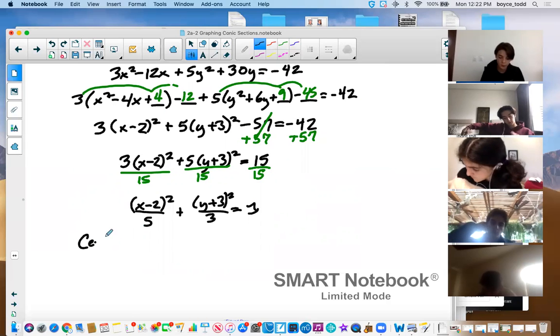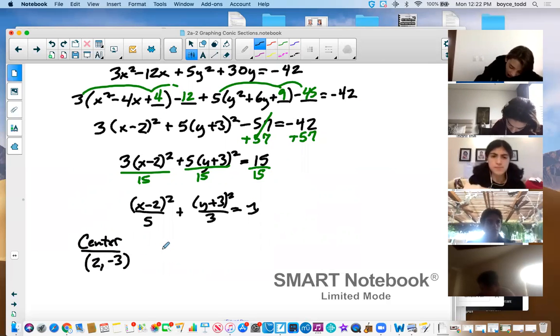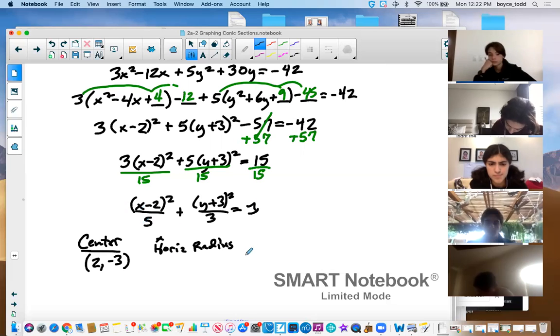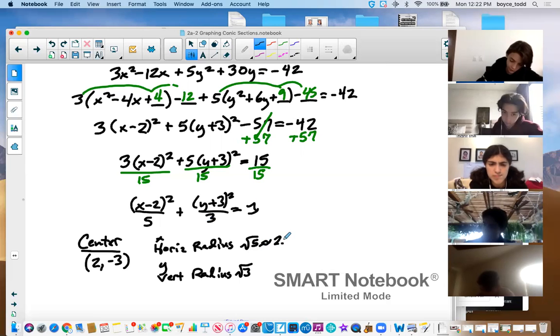Okay, so now we got our equation, right? Our center is at 2 comma negative 3. And then our horizontal radius, remember, this is the radius squared, right? So this is going to be the square root of 5. And then here, our vertical radius is going to be the square root of 3. All right, so we already said the square root of 5 is about equal to 2.3, or 2.3 is close enough. And then the square root of 3 is about equal to 1.7.